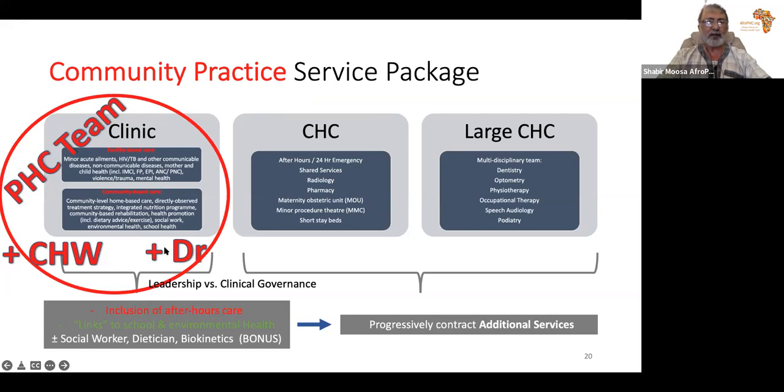within South Africa, and even adding the doctor, one can achieve that. But just adding other elements would, for example, add about 25 to 30%, just adding a biokinetist, a dietitian, and a social worker. Just adding dentistry would have doubled the entire cost of this primary care service.